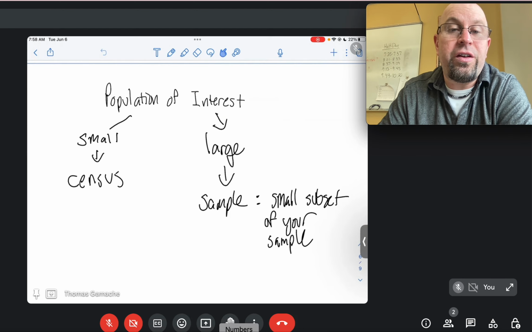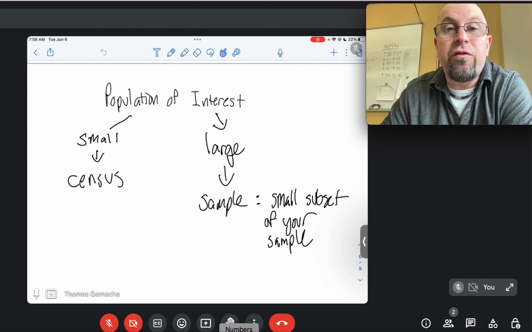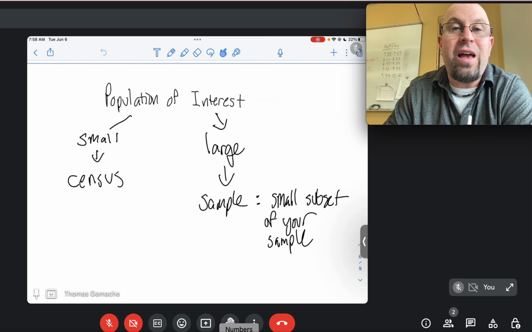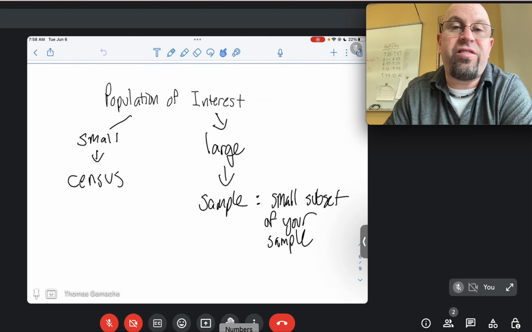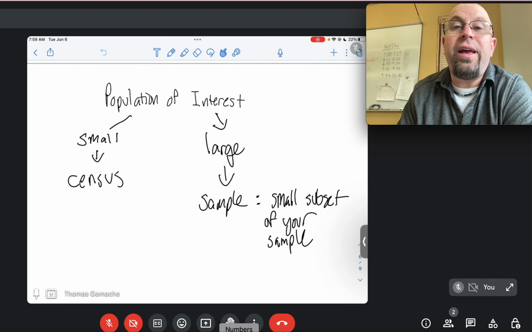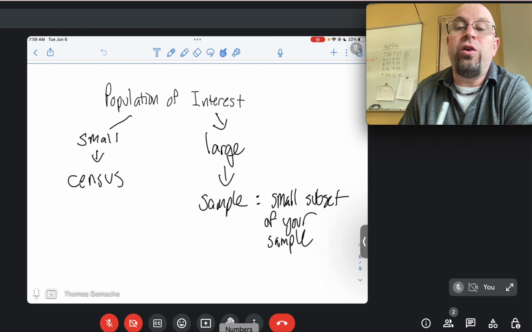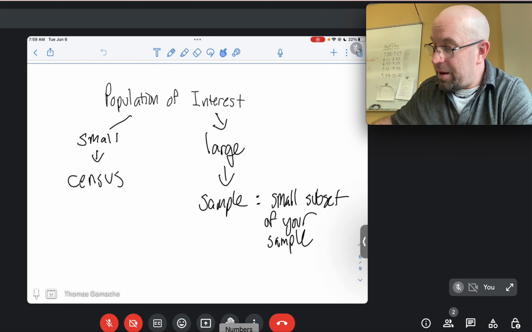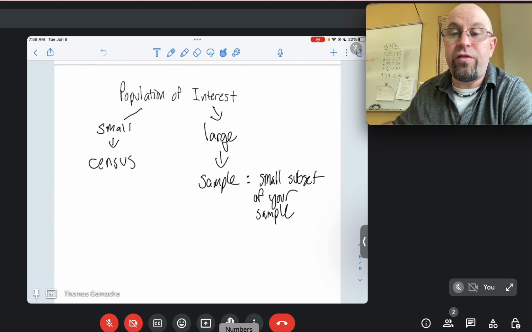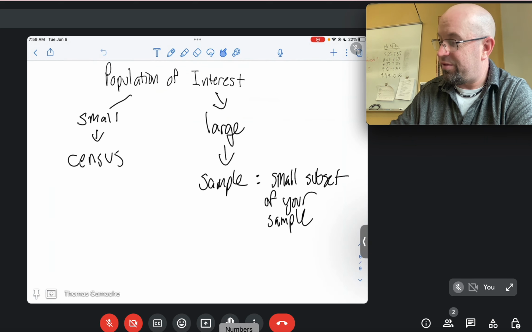Now, a population of interest that is large, maybe it's every student in your school, maybe it's every dog in town, maybe it's every single iPhone in your particular state, or even in your school, something like that. If it's something that you can't easily do a census for, or maybe you just can't do a census at all, maybe it's just impossible, that is when you would do a sample. Now, a sample is a small subset of your population. Notice I put subset of your sample. That's not true. I'm going to erase that right now. It's a small subset of your population.